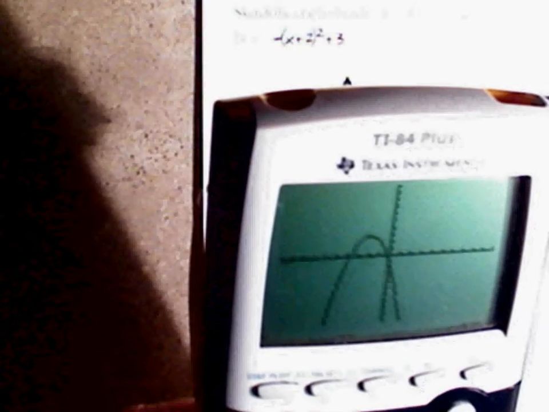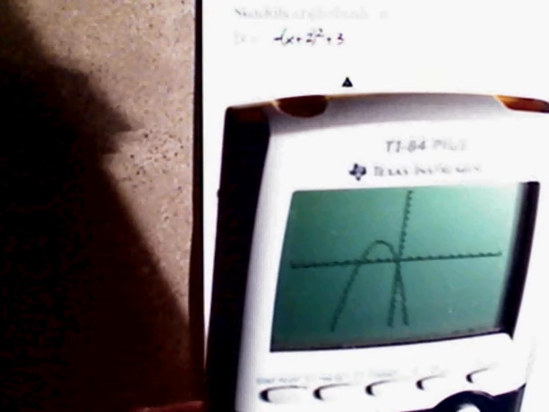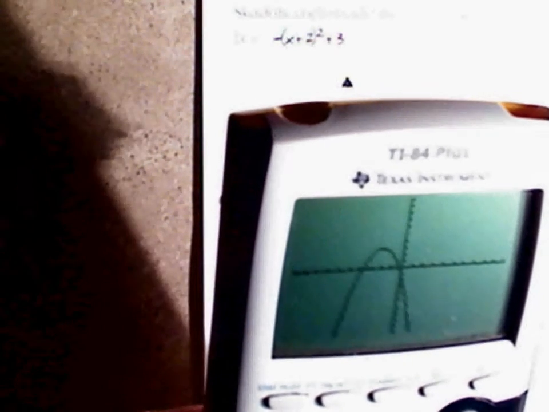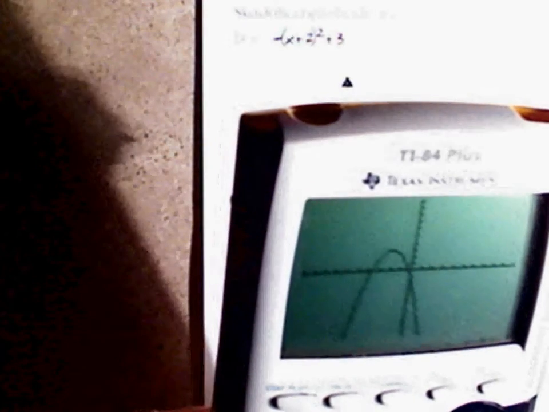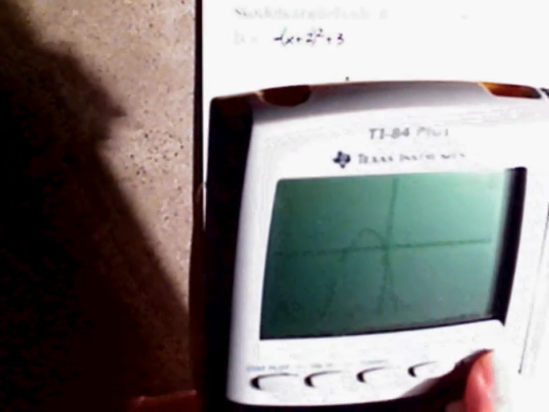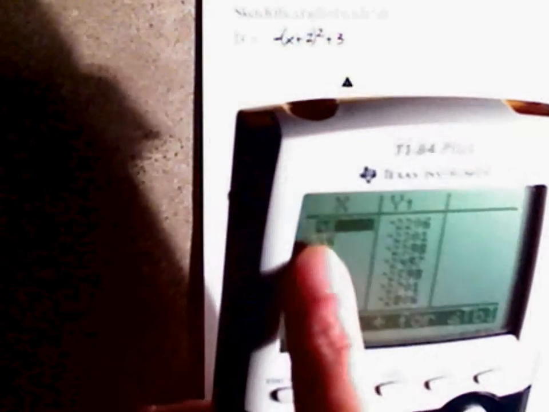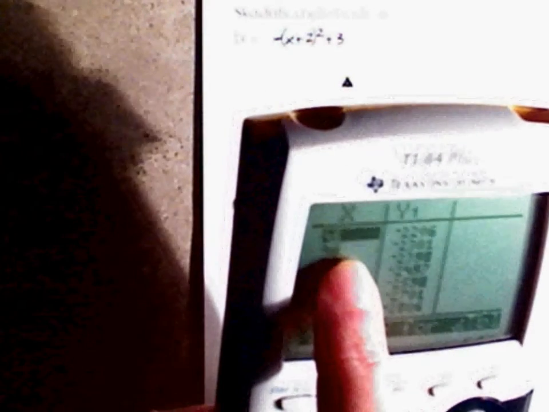All right, where do you go to plot points? Where do we go? Second, what? Table. So we have our table. Now notice mine is at 45. That's a little high, right? Your graph is only going from negative 10 to positive 10. So scroll up until you can see some positives and negatives. Okay, you guys see that right there?